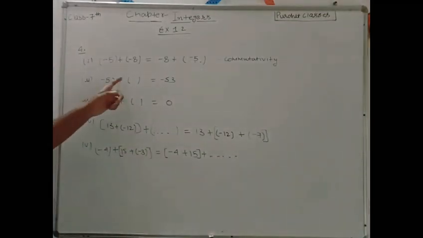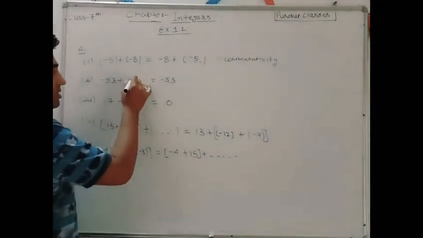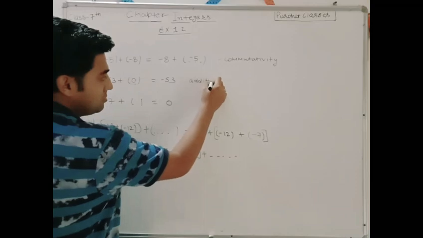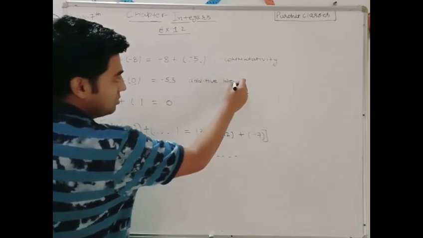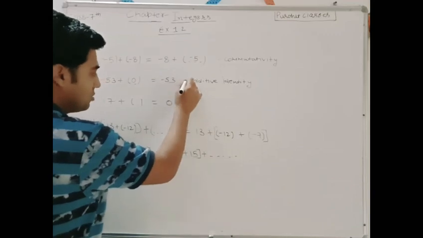Look at the second statement. This is -53 plus something equals to -53. Now pay attention, recall that concept. What should be added to any integer to get the same answer? That is 0, and 0 is called additive identity. So what we should write here should be 0. Additive identity. Understood? This is based on that.